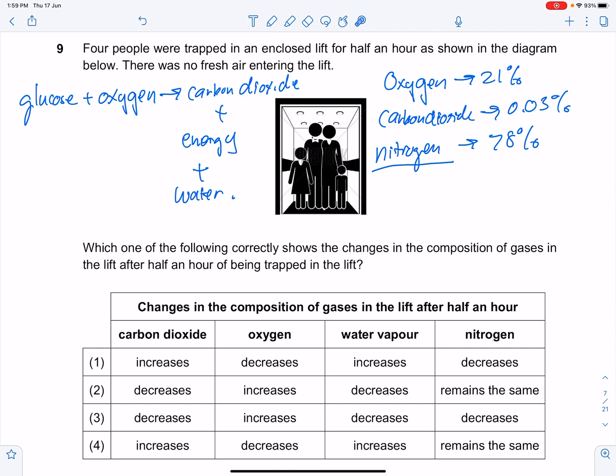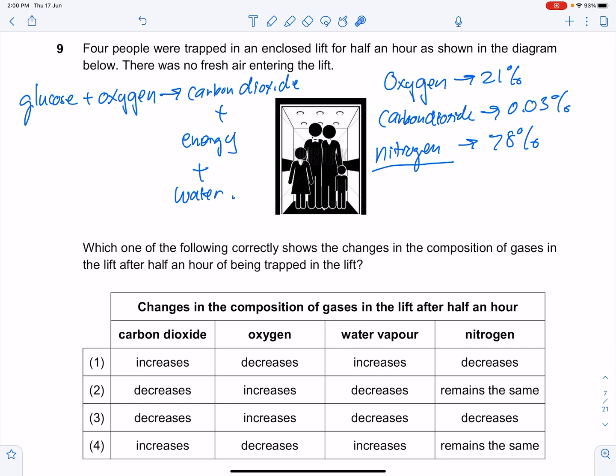There are times when you can actually prove that. When you're breathing on a cold glass, you see water droplets on it. That is because the breath that you are breathing out is saturated with water vapor. And this proves that water vapor will increase in exhaled air compared to inhaled air.